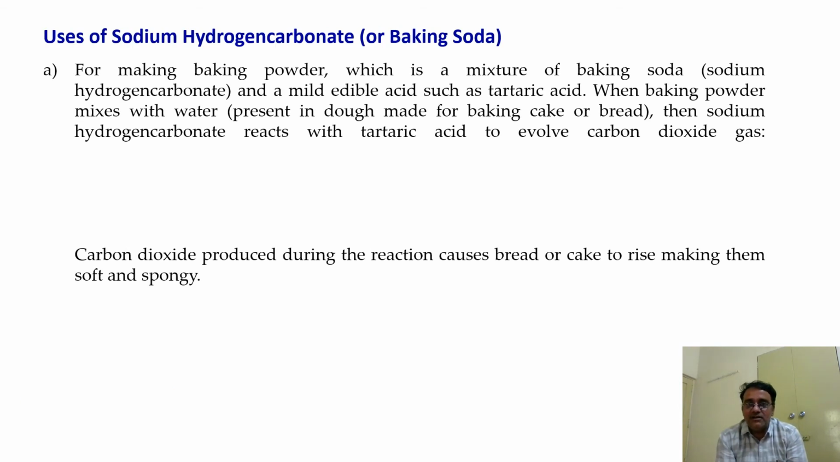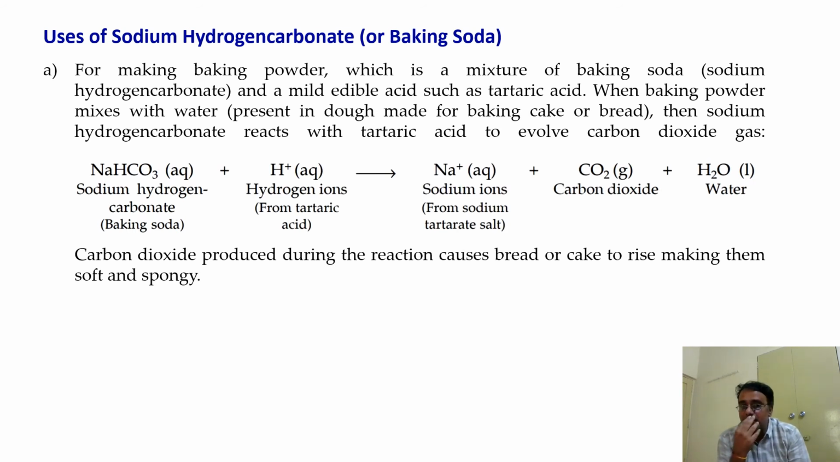Baking soda is used for making baking powder, which is a mixture of baking soda and a mild edible acid such as tartaric acid. When baking powder mixes with water, sodium hydrogen carbonate reacts with tartaric acid to evolve carbon dioxide gas. Okay, so this is the reaction. The carbon dioxide produced during the reaction causes bread or cake to rise, making them soft and spongy.